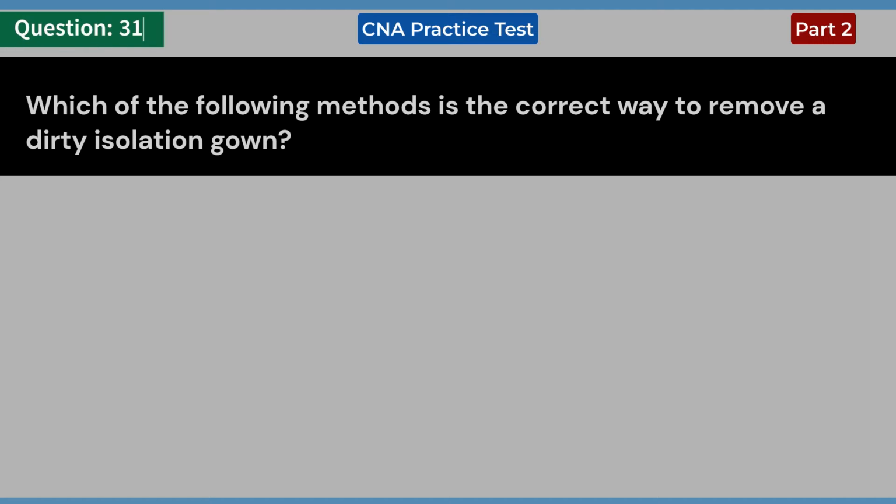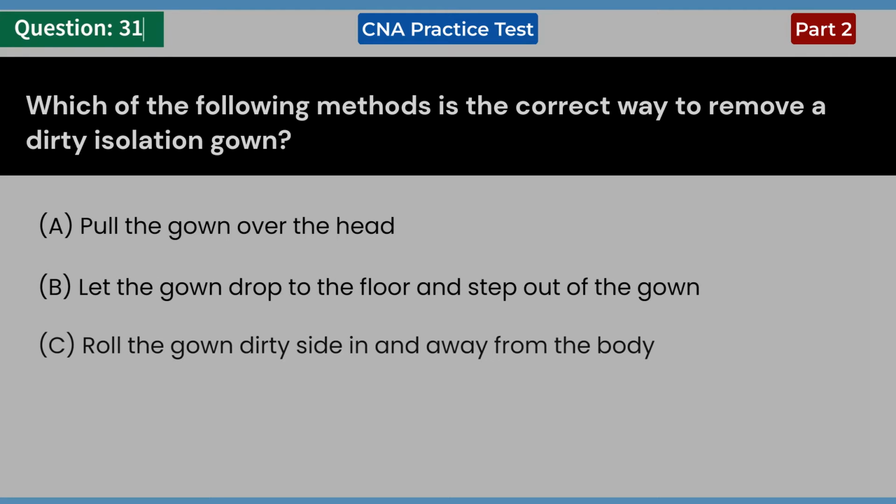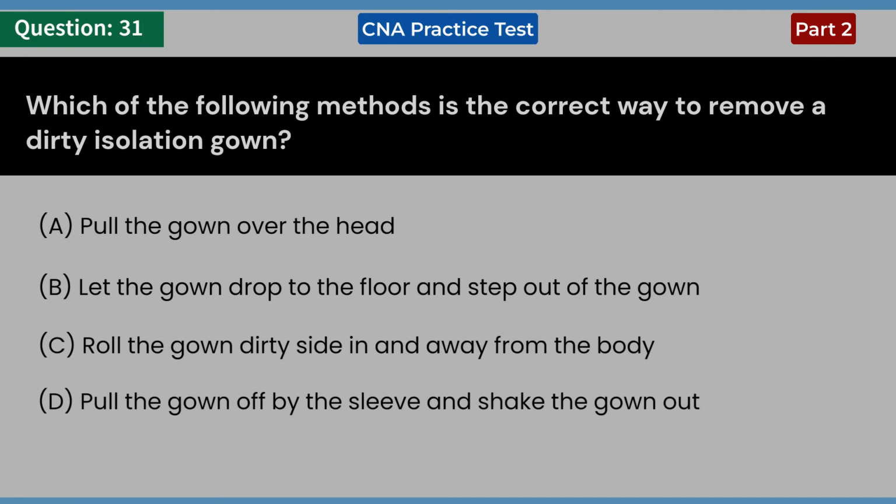Which of the following methods is the correct way to remove a dirty isolation gown? A. Pull the gown over the head. B. Let the gown drop to the floor and step out of the gown. C. Roll the gown dirty side in and away from the body. D. Pull the gown off by the sleeve and shake the gown out.